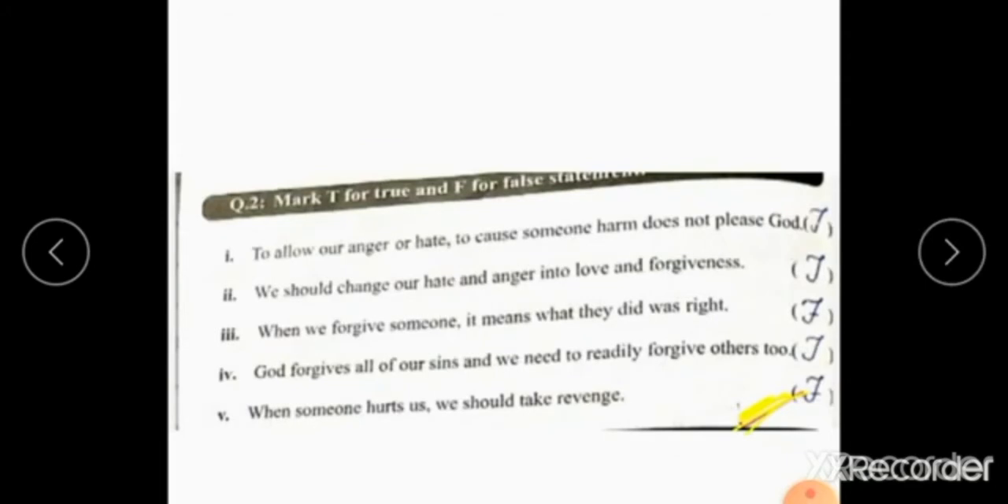Mark T for true and F for false statement. To allow our anger or hate to cause someone harm does not please God. True. We should change our hate and anger into love and forgiveness. True. When we forgive someone, it means what they did was right. False. God forgives all of our sins and we need to readily forgive others too. True. When someone hurts us, we should take revenge. False.